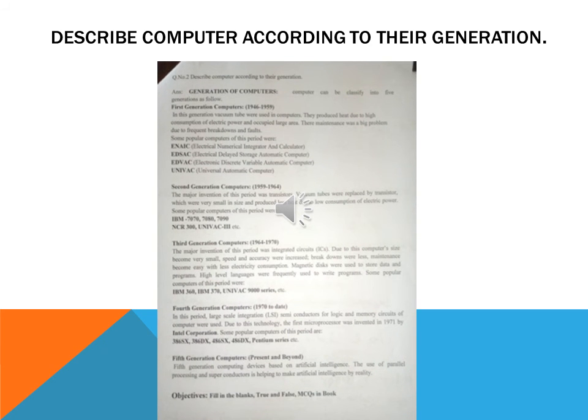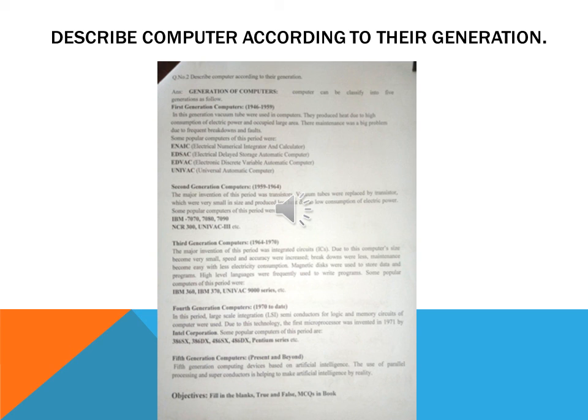Now the class moves to the question along with this topic. The question is: describe computers according to their generation. The answer is given here in typed form, and you can also check the answer from your book, pages 4 and 5. You can mark it and write it down in your classwork copies.